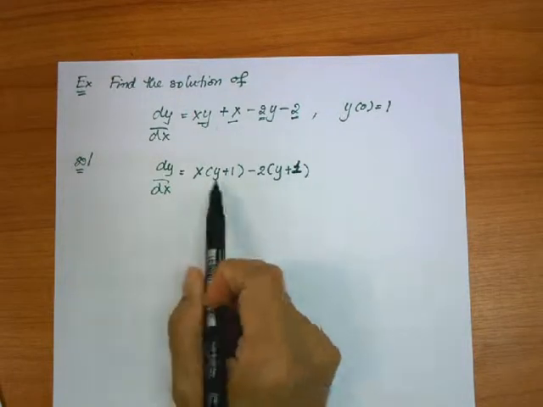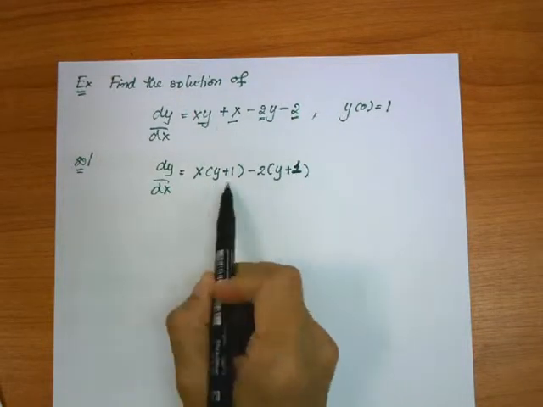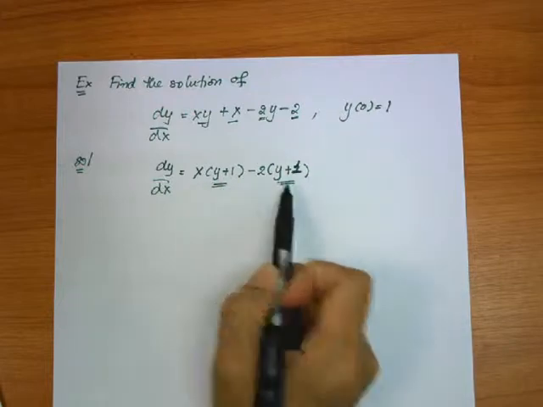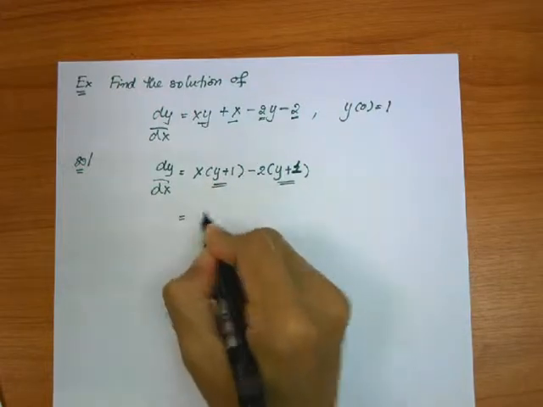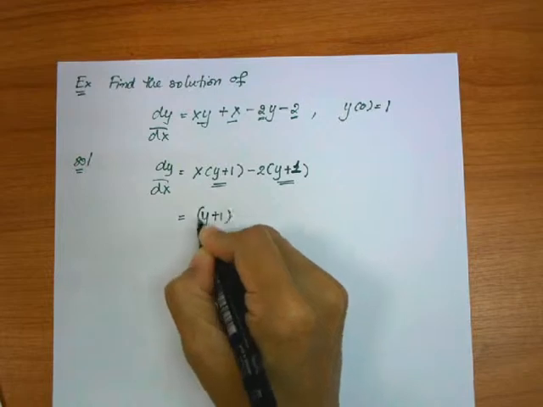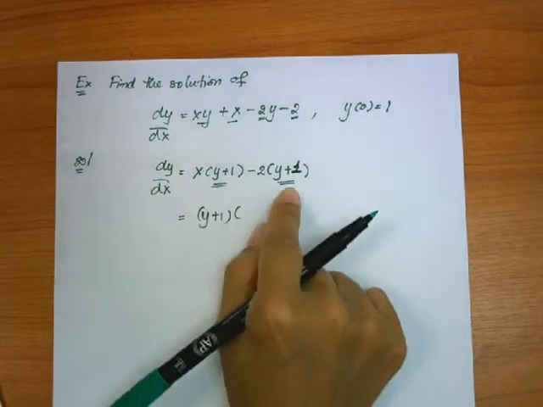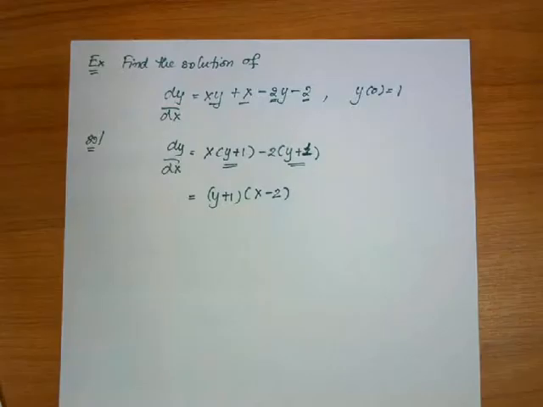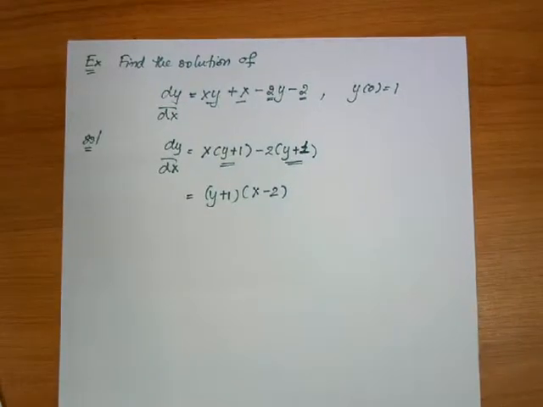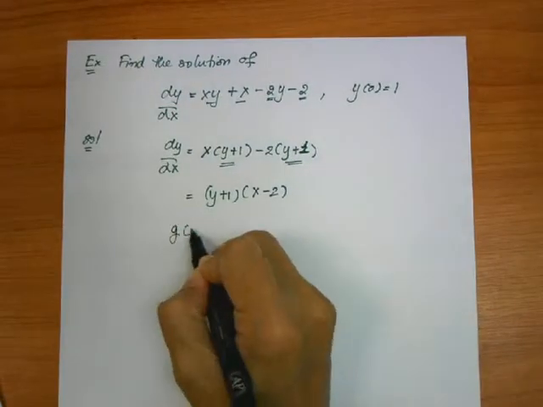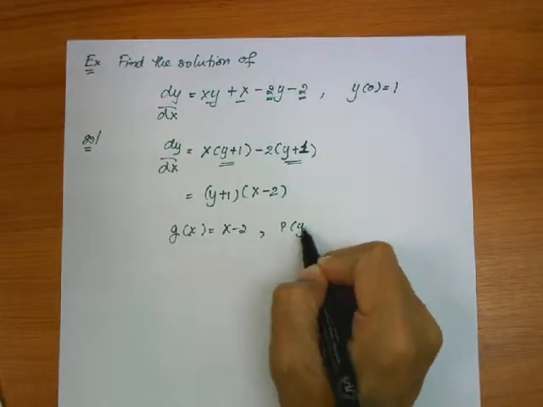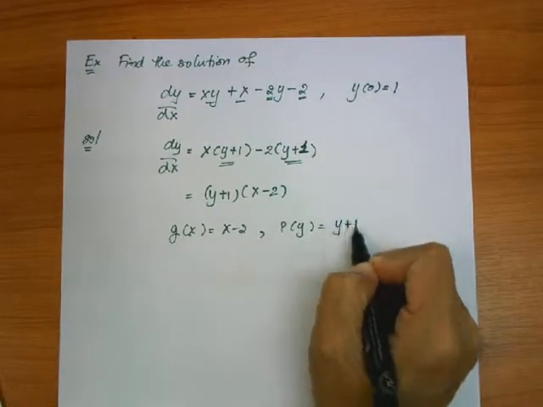And these 2 terms, you have y plus 1 for both of them. So you take y plus 1 out. So what do you have left? x minus 2. Is it a separable equation? Yes, it is. g(x) is equal to x minus 2 and p(y) is equal to y plus 1.